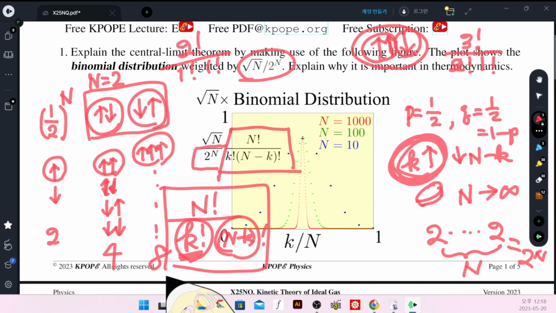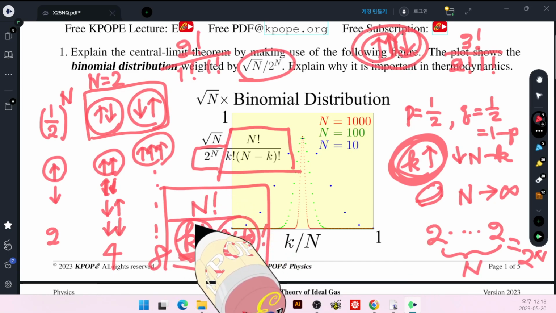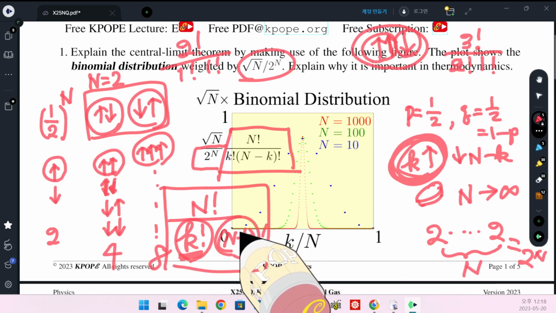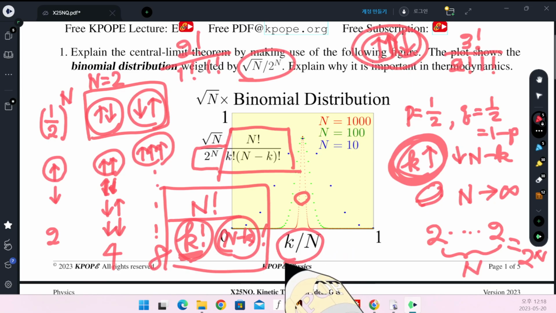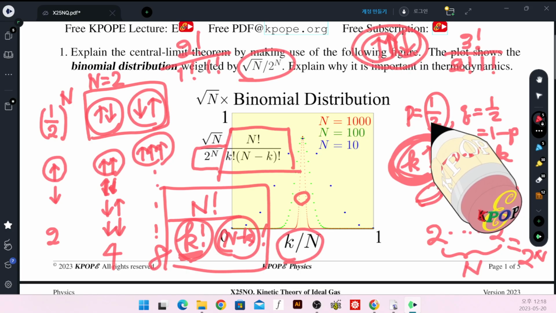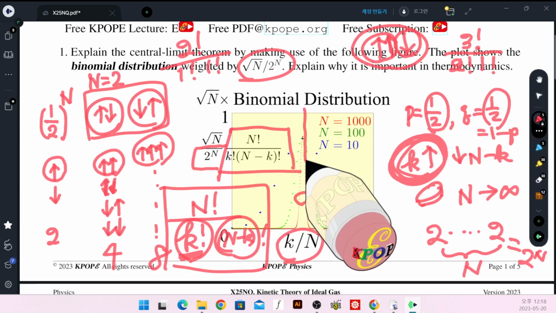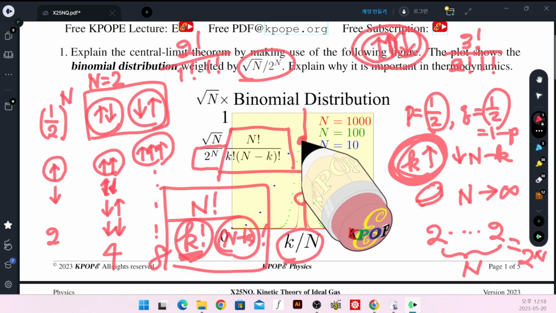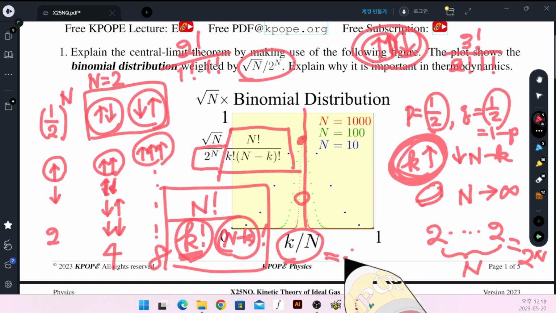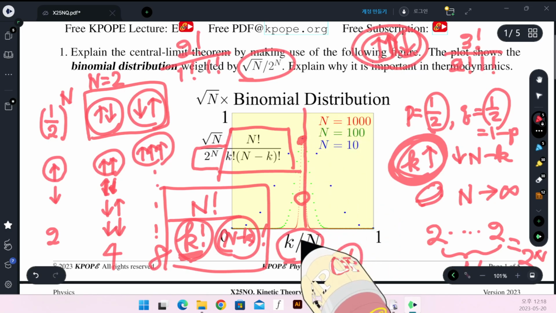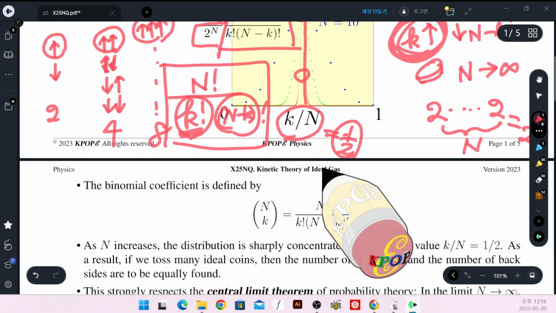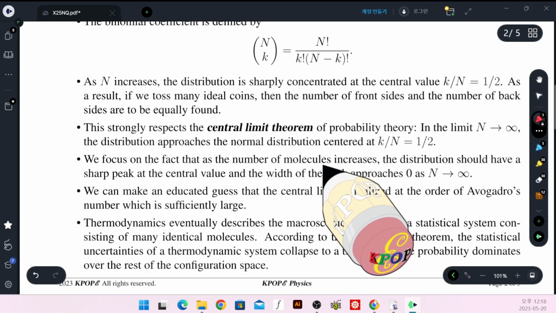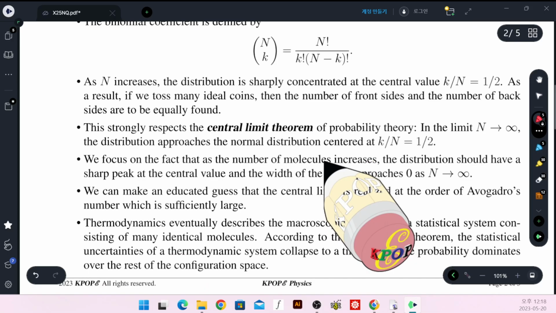Okay, so if you increase the number of trials, capital N, then the distribution is concentrated at the central value depending on the probability distribution. If both of them are the same, the central part is exactly the same as 1/2. If it becomes 1, it is concentrated at the central value. This is called the central limit theorem, using the binomial distribution as n goes to infinity.